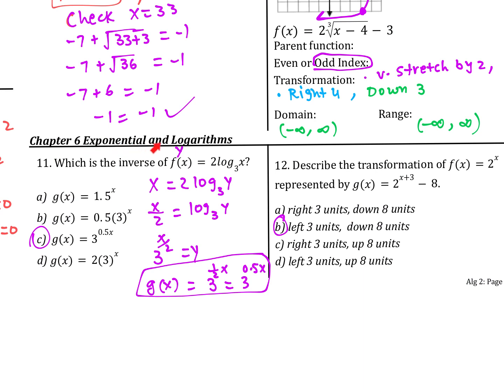Next question is exponentials and logarithms. To find the inverse, you set y equals f(x), switch x and y. So y becomes x and x becomes y, and change that to a logarithm after dividing by 2 on both sides. 3 to the power x over 2 equals y. Change the 1 over 2 to 0.5x. This is your answer, letter C. Describe the transformation. Plus 3 with the x means left 3. Outside negative 8 means down 8.